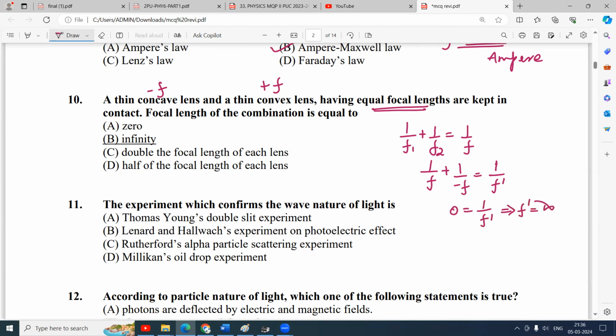The thing is, if you incident parallel rays to that combination, they become parallel again. So it is infinity. Oh, this answer is marked.